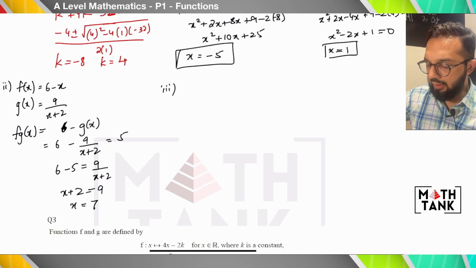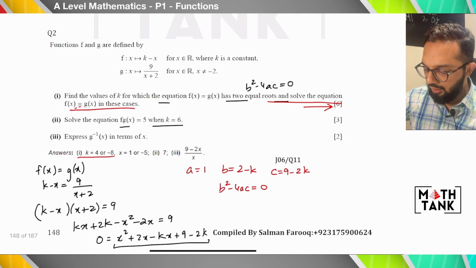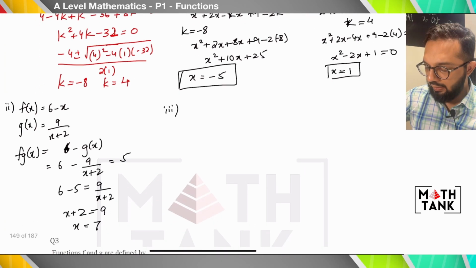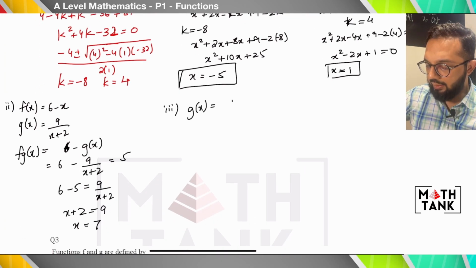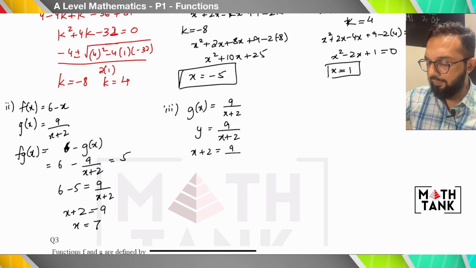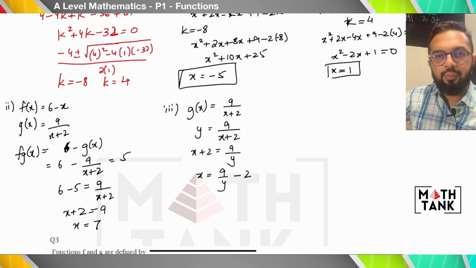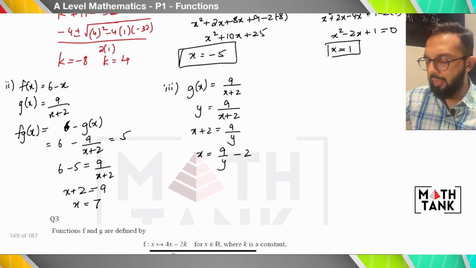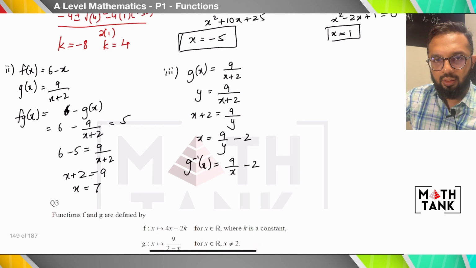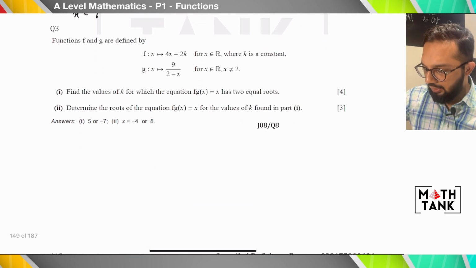Then in part 3 it says express g inverse in terms of x. So I need to find g inverse. I'm going to make it simple. I'm going to say that y equals 9 over x plus 2, and I can make a replacement and I get this. So g inverse of x is therefore 9 over x minus 2. That was a long question. Let's look at the next one.